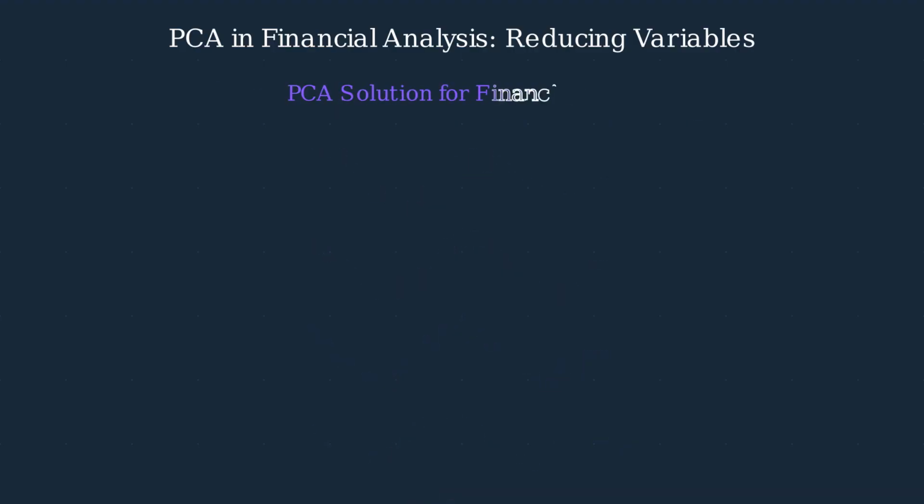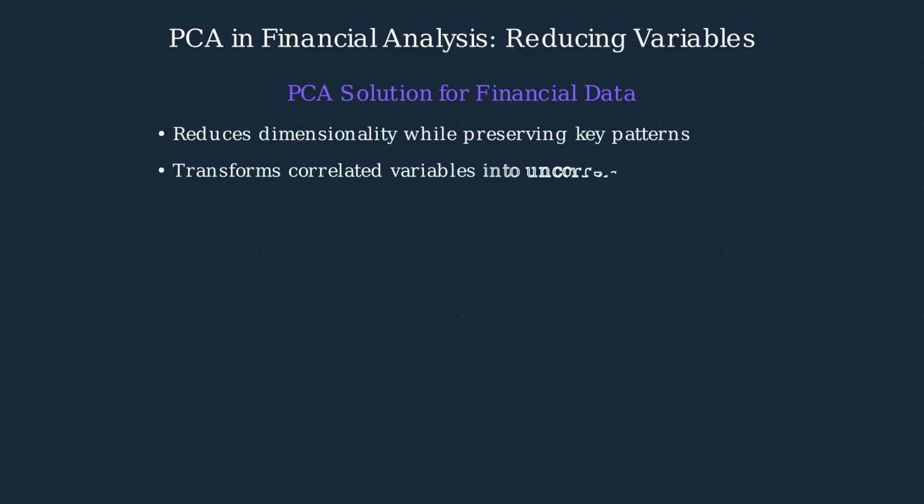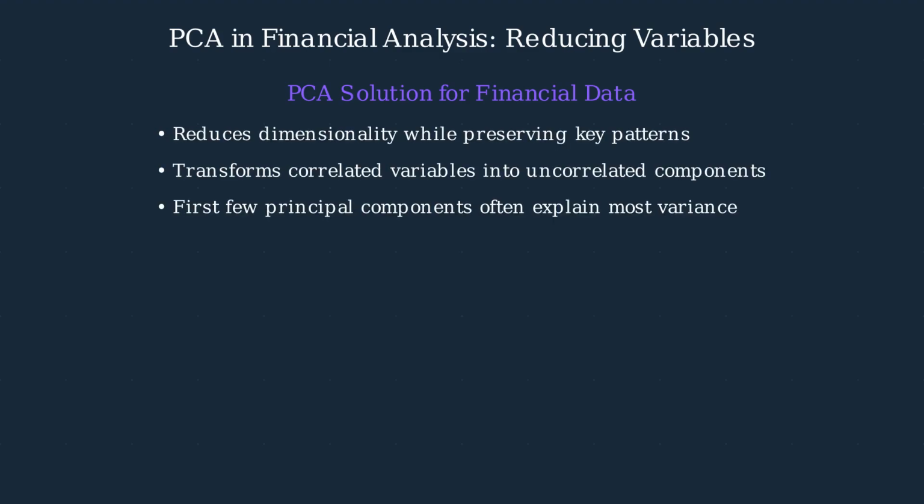Principal component analysis offers an elegant solution to this problem. PCA reduces dimensionality while preserving key patterns in the data. It transforms correlated variables into uncorrelated principal components, where the first few components often explain most of the variance.